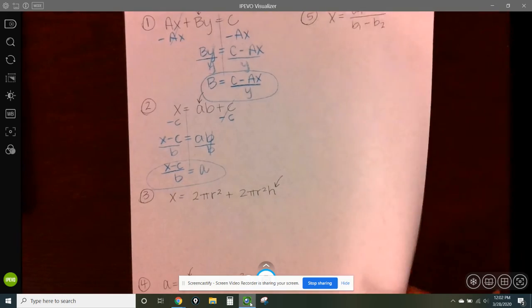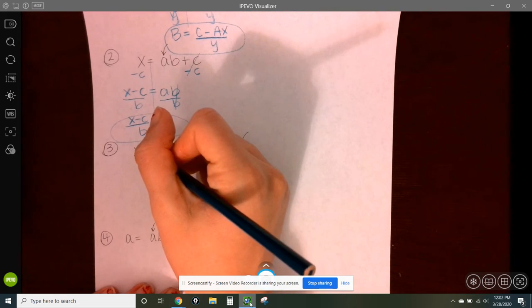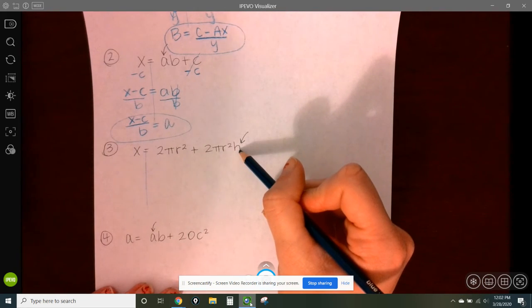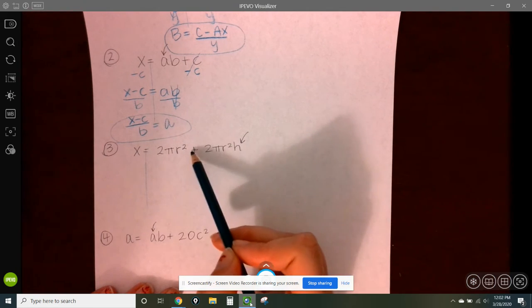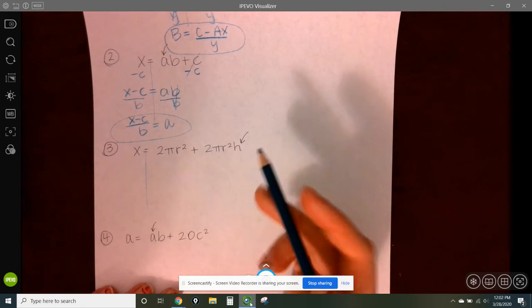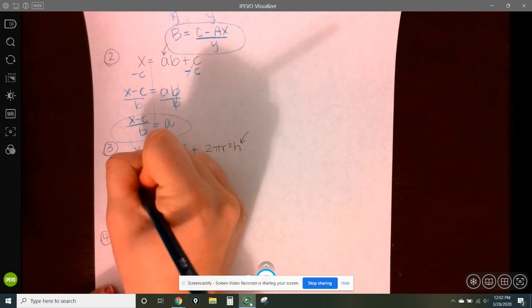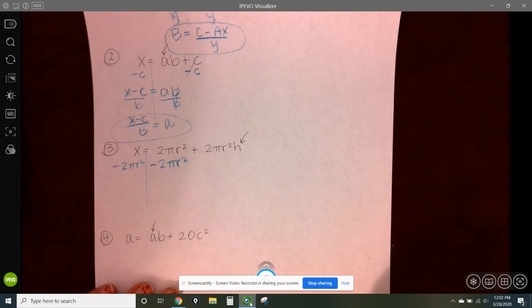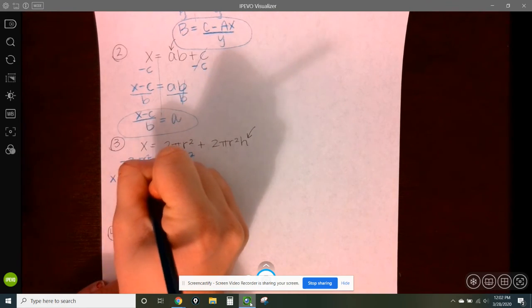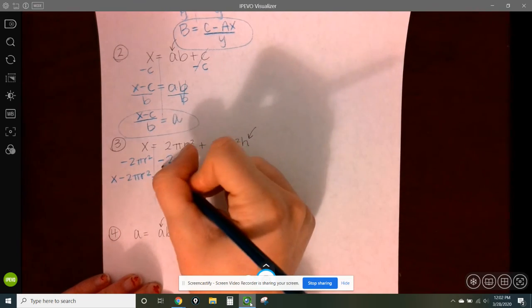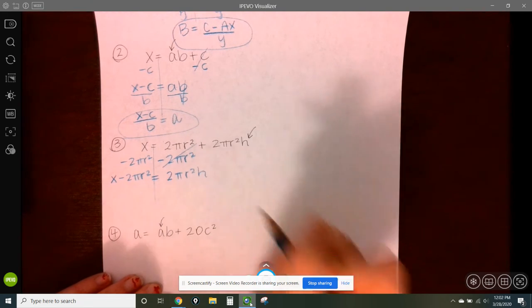Okay, number three. This one has all sorts of things. Numbers, we have some pi's in there, exponents. So it might look difficult, but we're just going to take it step by step. They want us to solve for h on this one. So I always do the addition or subtraction part first. Right now, all of this is being added to 2 pi r squared. So I'm going to subtract 2 pi r squared all in one step. I'm going to subtract that from both sides. So on the left, I now have x minus 2 pi r squared. And on the right, those canceled out, and I'm left with this 2 pi r squared h.